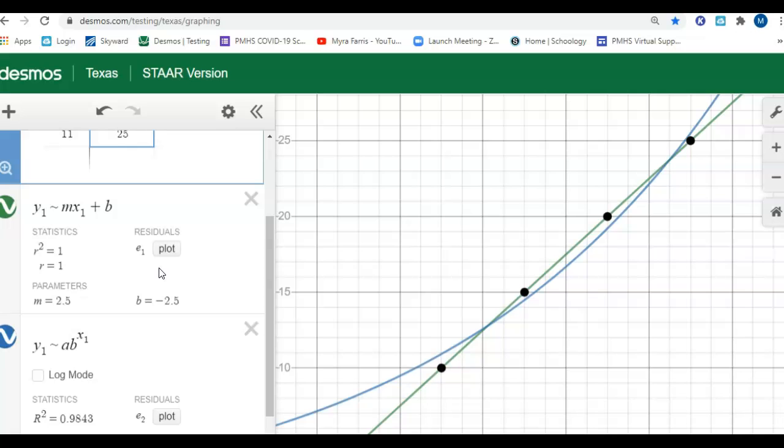I'm comparing the R values. Which one is closer to 1? This one up here with the linear equation is exactly 1. M is the slope for my linear equation. B is the y-intercept for my linear equation. So, what's the equation? What's the linear equation that goes with this data?